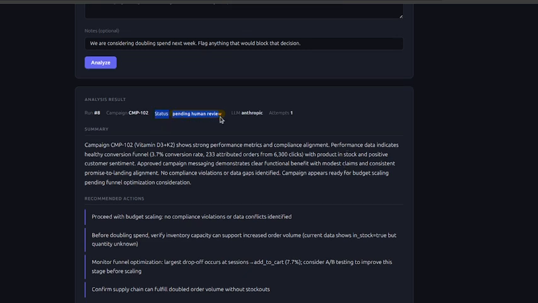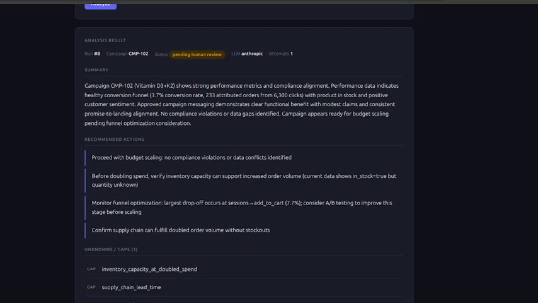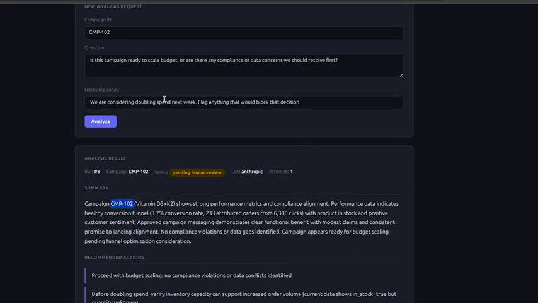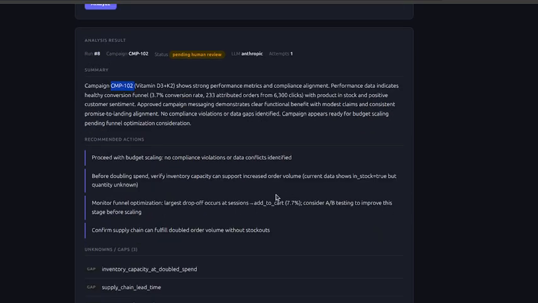So this is really important that we are pending a human review. It is pending. We have to work on it. Now let's get straight into the summary, right? The campaign CMP102 vitamin D3, it shows strong performance metrics and compliance alignment. With the question, is this campaign ready to scale budget, or are there any compliance or data concerns we should resolve first, right? So we do get the summary, but no compliance violations or data gaps identified.